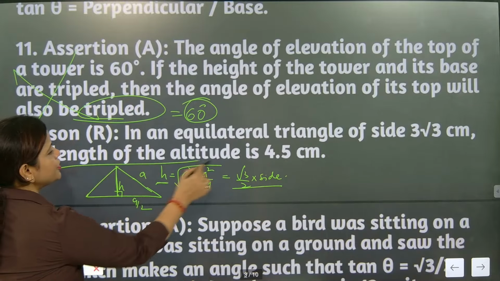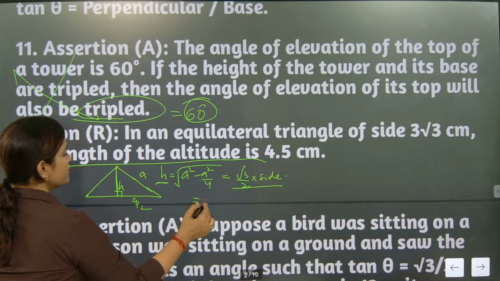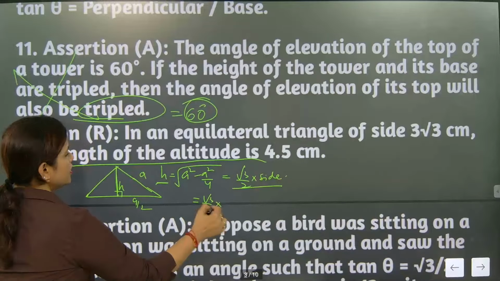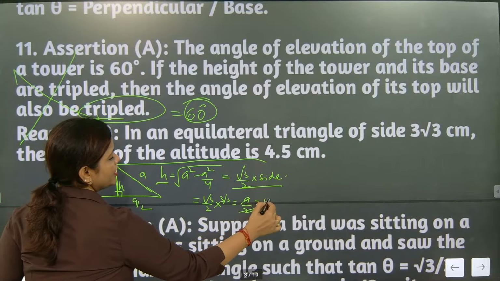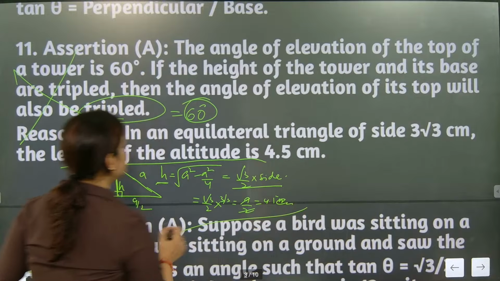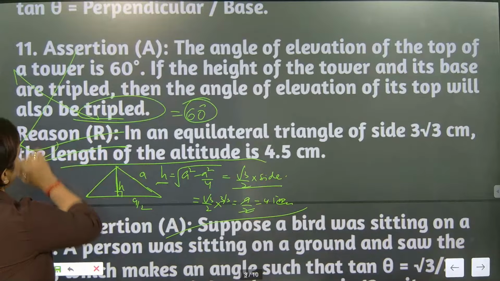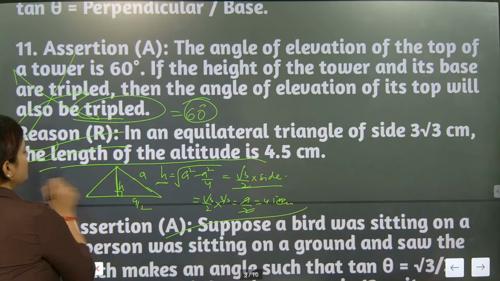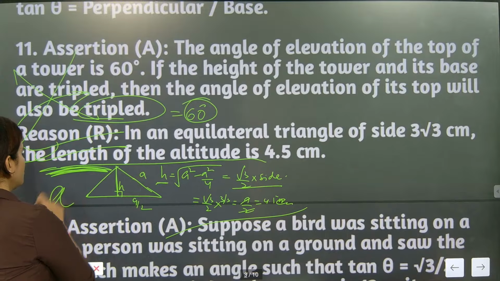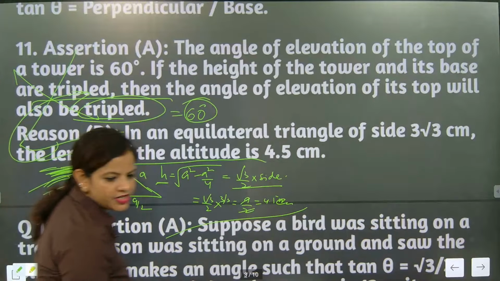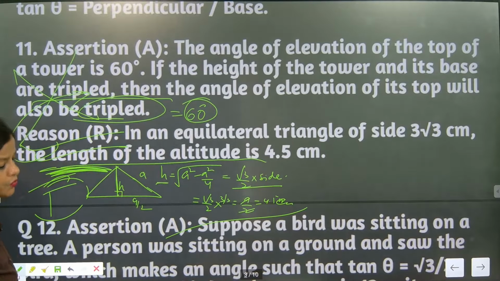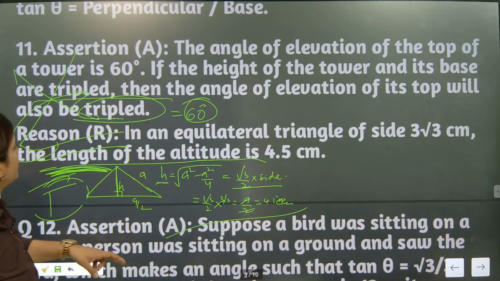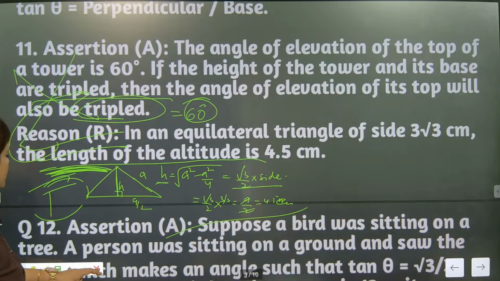So what they are telling, altitude is nothing but height. So root 3 by 2 into side, with side 3 root 2, is coming 9 by 2, and that is 4.5 centimeter. This statement is true. It may follow the assertion or not, that's a different thing. But this statement is true. This statement is true and this statement is false. So what is the answer? Assertion is false and reason is true. So definitely the answer is exactly going to be opposite. I hope you might have understood this one.